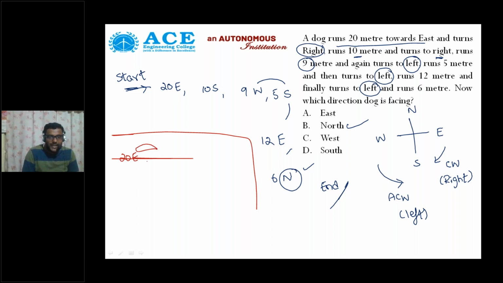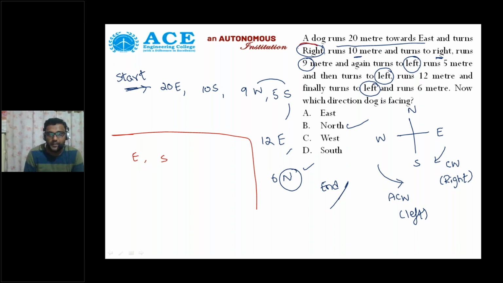From east, right side means we will get south. East right side means clockwise. Clockwise means we will get south because of this. Okay, I'm neglecting the distance now because they're asking only about direction here, just for your concern.